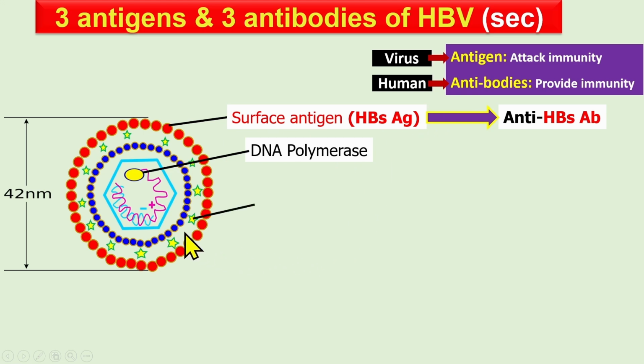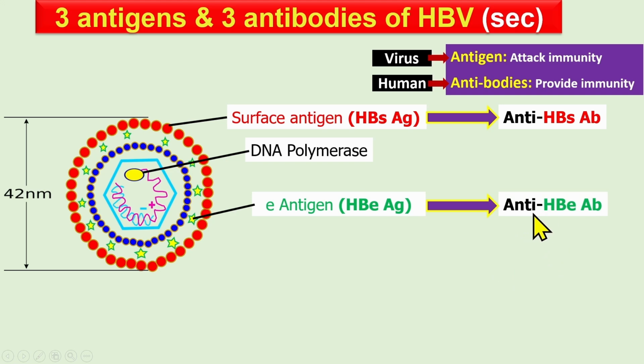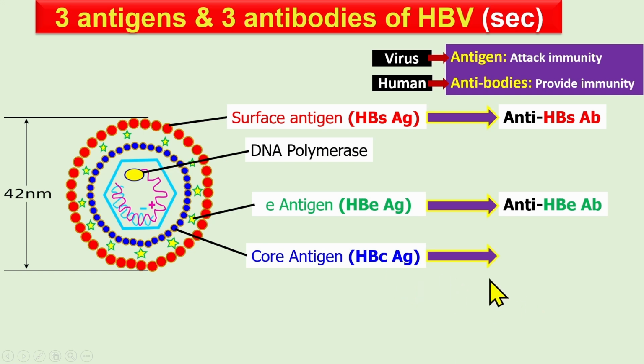The second one is between the capsid and the envelope. This is the E antigen, HBe antigen, and the antibody against it will be the anti-HBe antibody. So S, E. The last one is C, that is the capsid or core antigen, HBc antigen, and the antibody made by the human will be the anti-HBc antibody. So core antigen, core antibody. So the antigens are HBs, HBe, HBc.